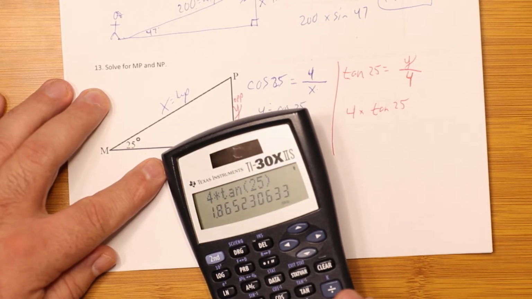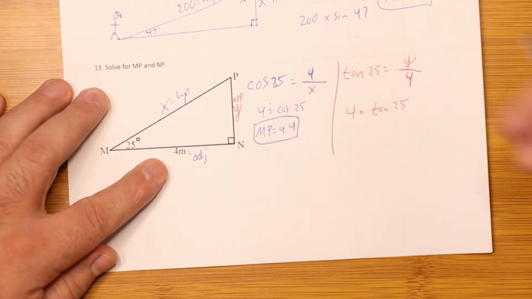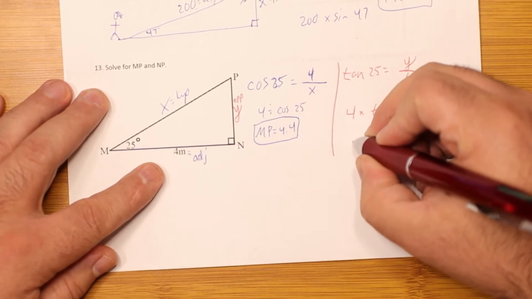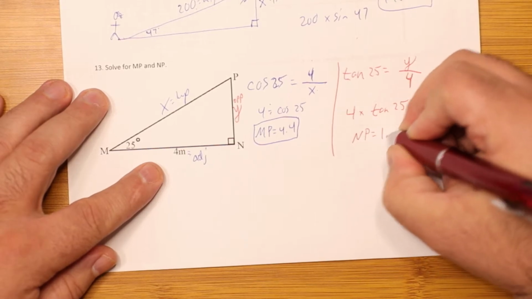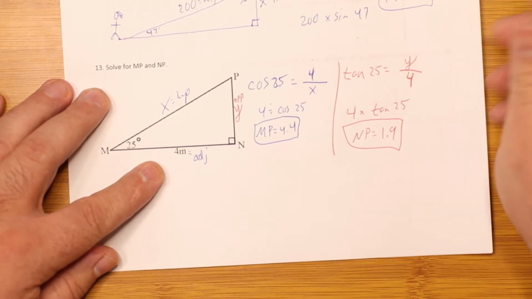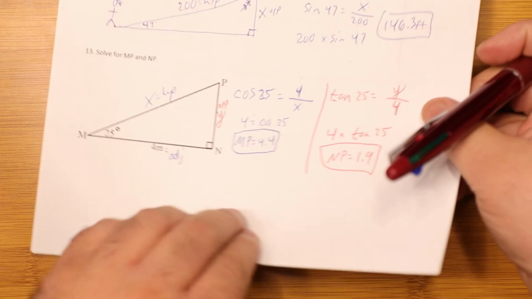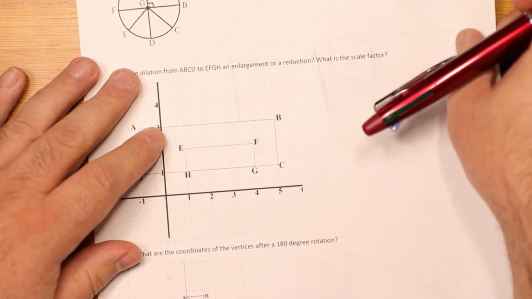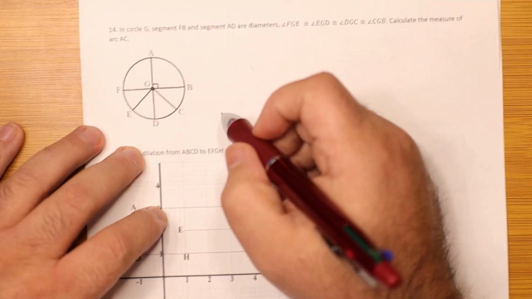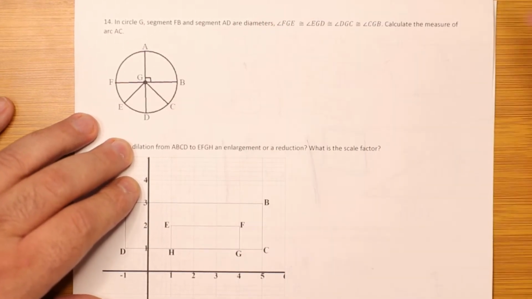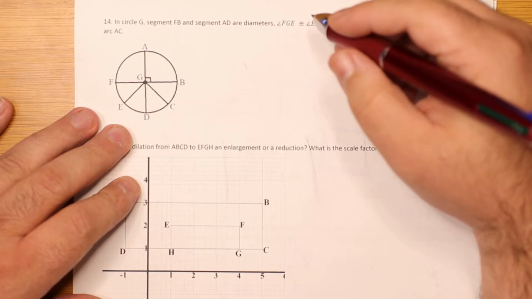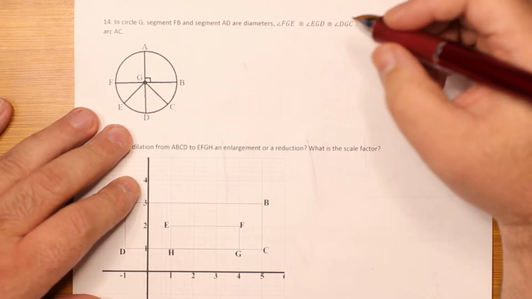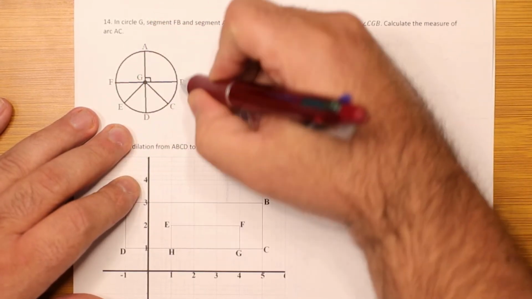We get 1.9. So NP 1.9. There's that one. Number 14. It says in this circle, segment FB and AD are diameters. Good to know. That means the top's 180, the bottom's 180.